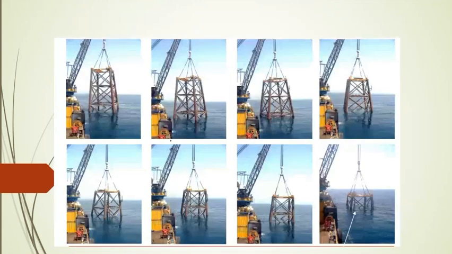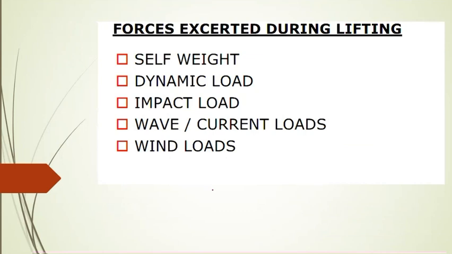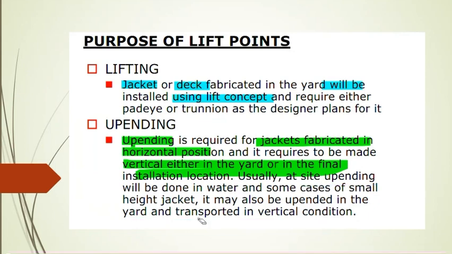Here you see the jacket lifted and placed. Jacket upending in water: this is the jacket lifted horizontally and put in water, and then using the slings, it's being upended. It's made to the vertical position. That's what is explained here. Usually at the site, upending will be done in water, or in some cases of small jackets, it may be upended in the yard and transported in vertical position.